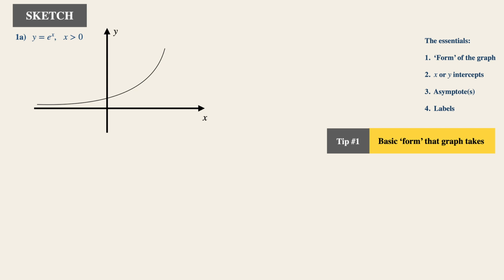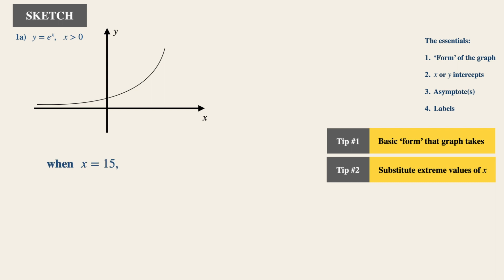If you can't remember, not to worry, or if you are stuck in the examinations, we come to tip number 2. Substitute extreme values of x into this equation and you can see the rough shape of the graph. If we substitute x equals 15, for example, we have y equals 3269017.372472111, a huge number, and this indicates that the graph starts from a very high point in the first quadrant.